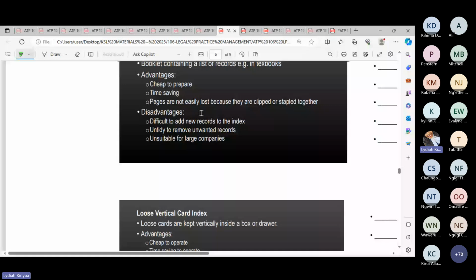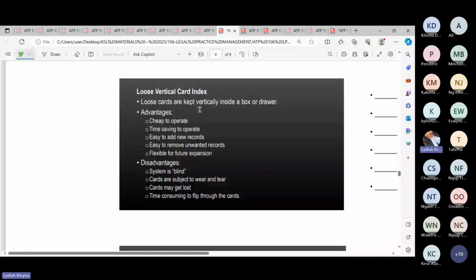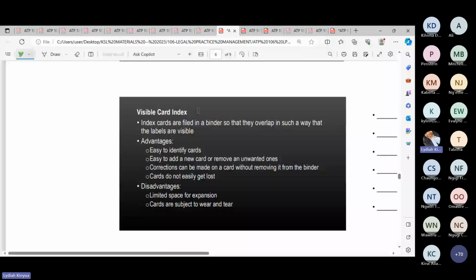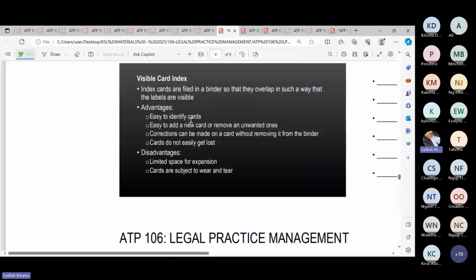And then you have a loose vertical card index. A loose vertical card index is where you place loose cards vertically inside a box. Most libraries use that. So there are loose cards that are vertically placed in a box or a drawer showing you exactly where to get everything. And then there is a visible card index. A visible card index is where the index cards are filed in a binder and they overlap each other.